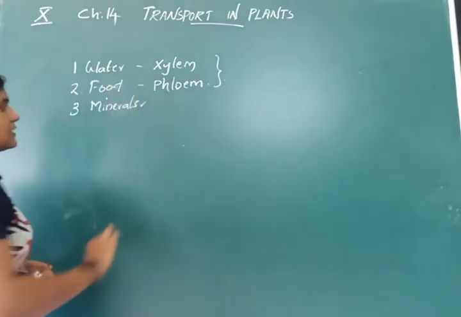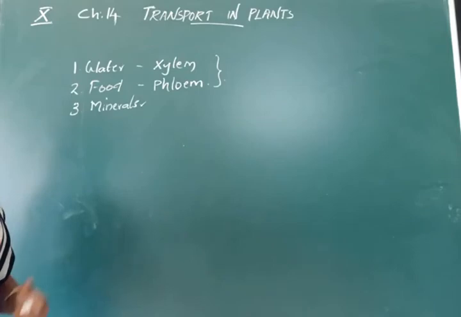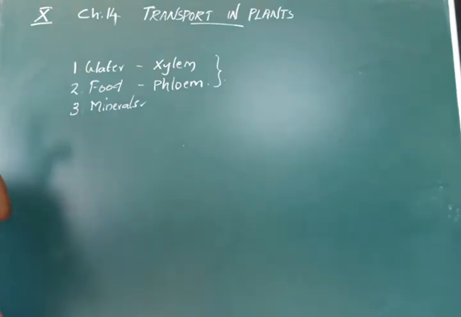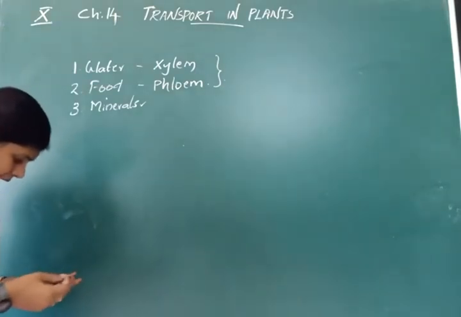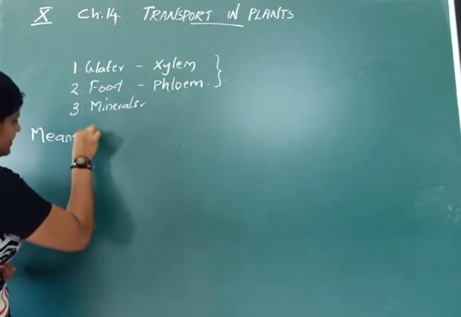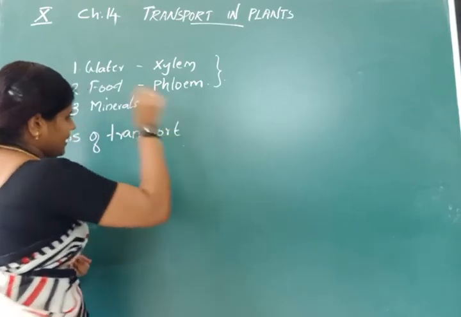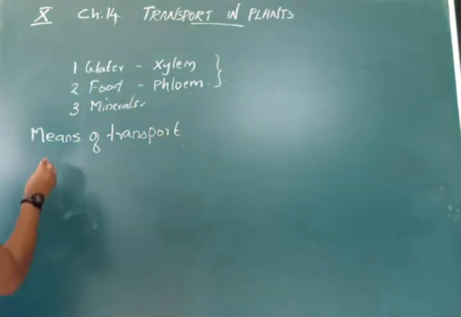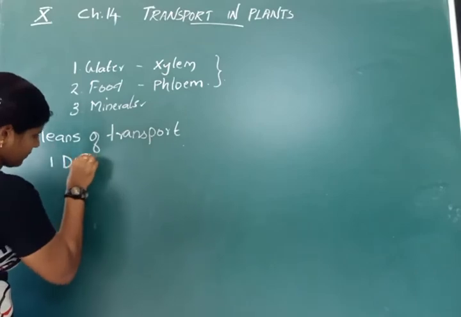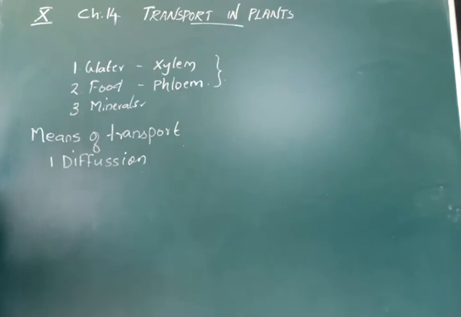And minerals, along with water, are also transported to the various parts of the plant body. So, transport in plants. There are some means of transport. What are the means of transport? First one is diffusion. What is diffusion?